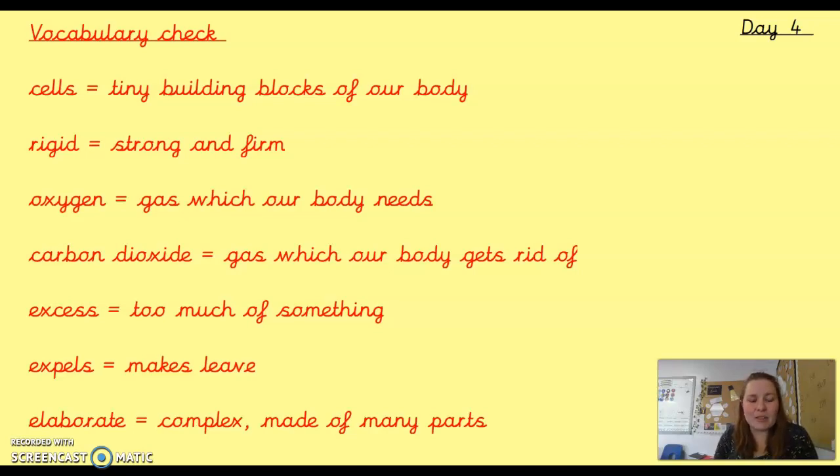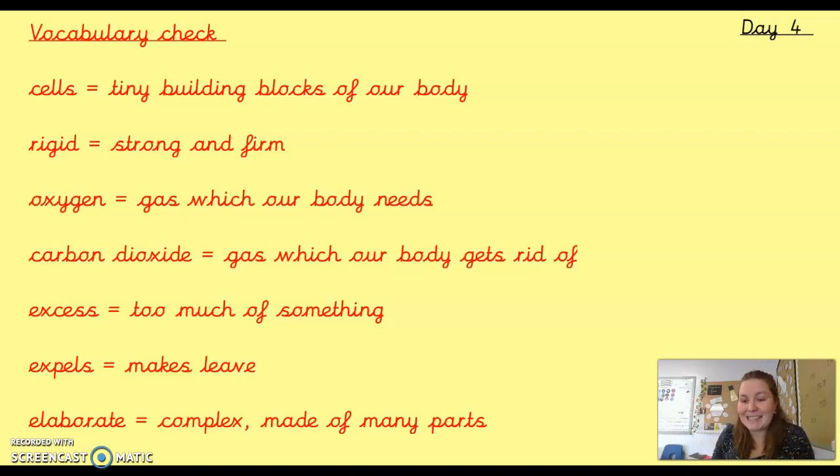So we've got cells, the tiny building blocks of our body. There are loads and loads, it says trillions in there, of cells in our body that are made to do lots of different things and come together with the other parts of the body to help our body do all of the wonderful things that it does. We had the word rigid yesterday, so that means strong and firm. In the vocabulary grid it was the opposite of flexible, so it's like your bone here. While I can bend at the joint, this bone here is rigid. I can't bend that. It's firm, it stays in its one shape.